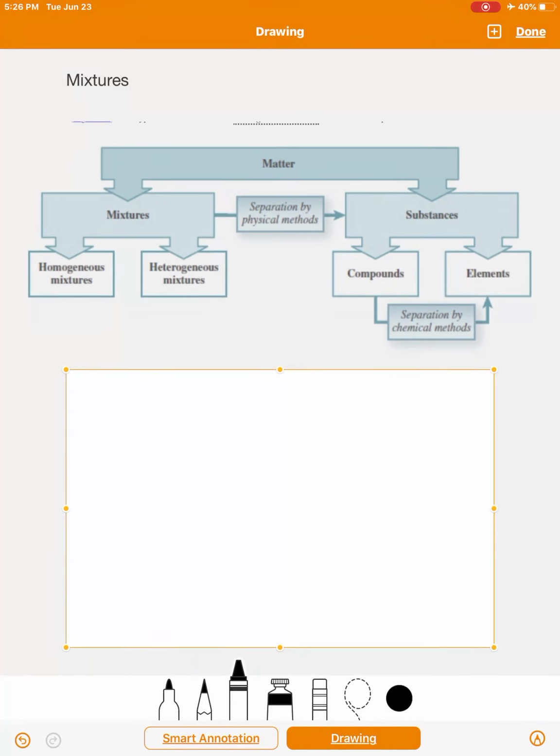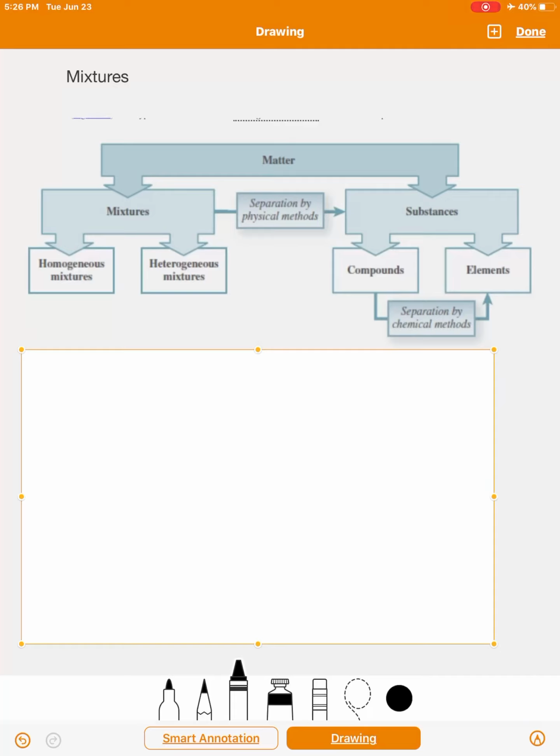So let me show you real quick here. You can take hydrogen peroxide and you can use chemical methods to break it down into hydrogen and oxygen. So that would be a chemical process. Okay? So by definition, taking a compound and converting it into elements, right? These are elements. And then this is a compound. By definition, that would be a chemical process. Okay?